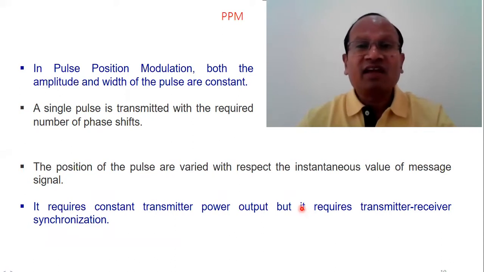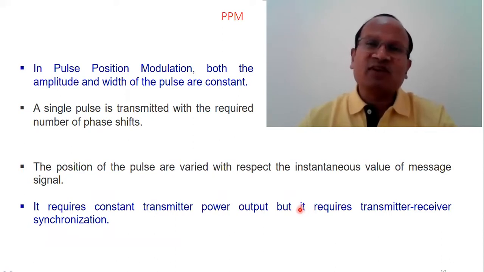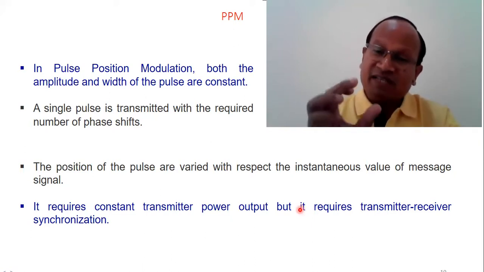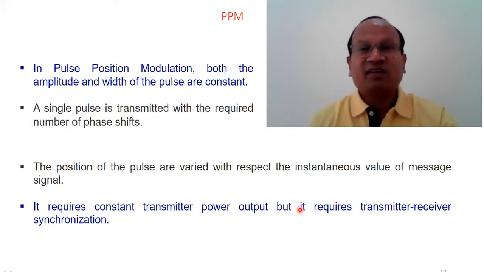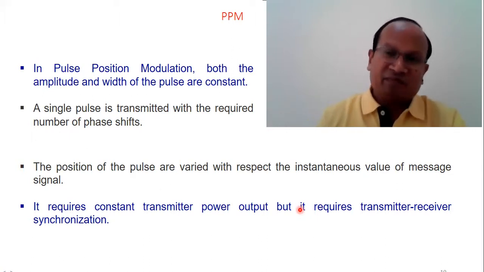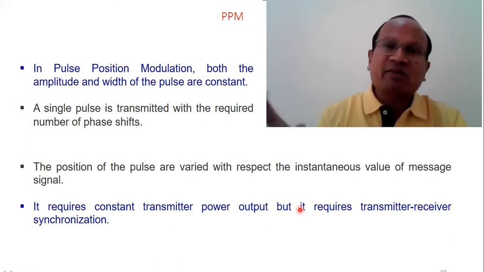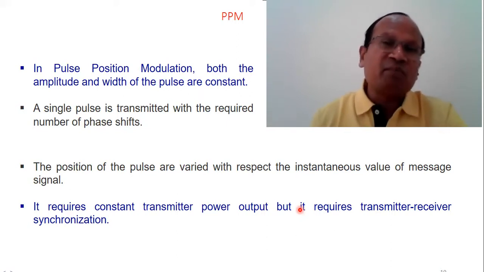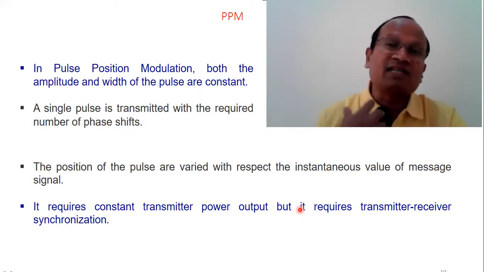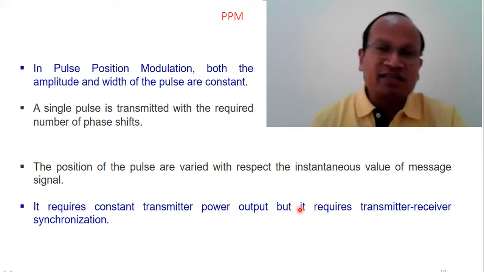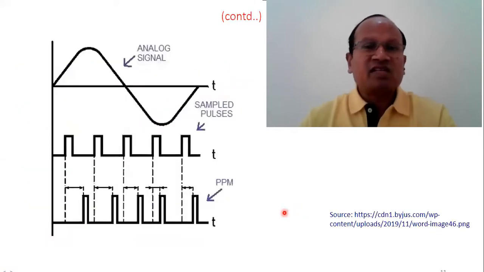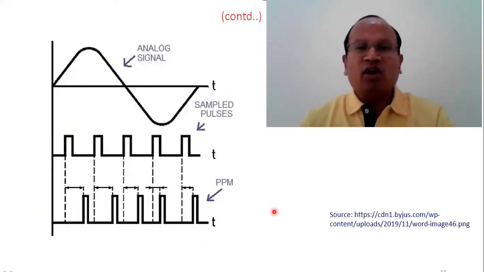Why? The pulse position is changing. So when we receive the signals, if we are not able to receive them precisely at that interval, there is a problem. In PAM we do not need to worry, we are not manipulating the timing, duration or position. Here it is changing, so it's very important to provide synchronization between transmitter and receiver, which is a requirement in PPM. This is what you can see, the output.